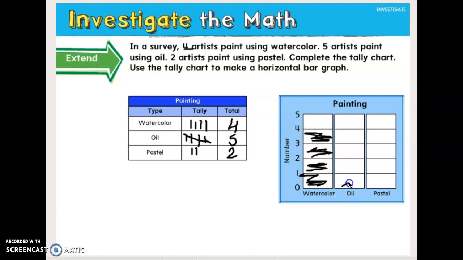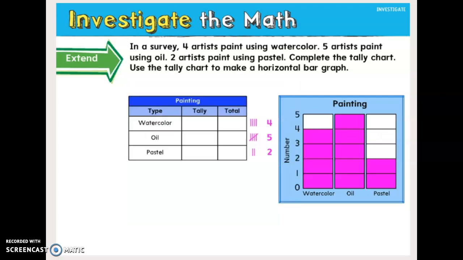The oil has 5, so I'm going to go all the way up on that one. 1, 2, 3, 4, and 5. Oops, kind of got over into that one. And then pastels have 2. So I just go up to 2. And that is how we would make our horizontal versus vertical bar graph. And there you go. You can see it's all filled in, all nice and pretty.